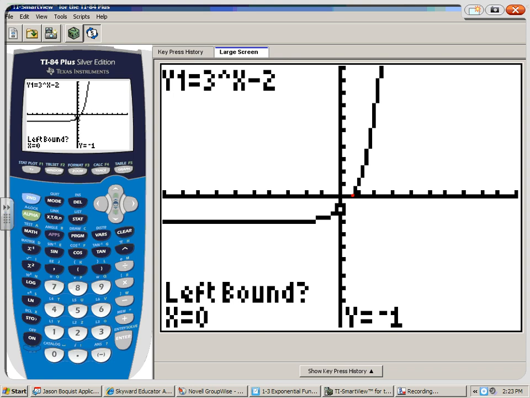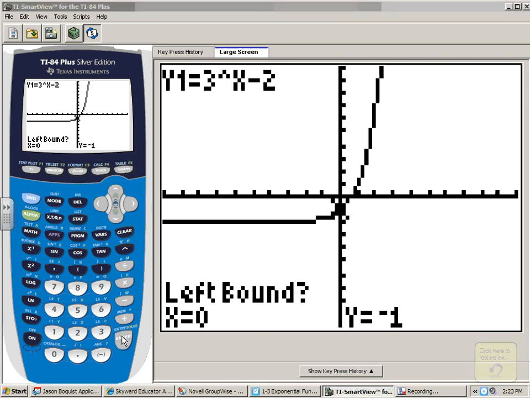The 0 is right about there. Do you agree with that? Okay. It's asking for a left bound. So it's just asking for something that its x value is to the left of the one I'm trying to find. Is it to the left of the point I'm actually trying to find? The x value. Do you agree it is to the left? Again, we'll get that out of here so it can actually work.